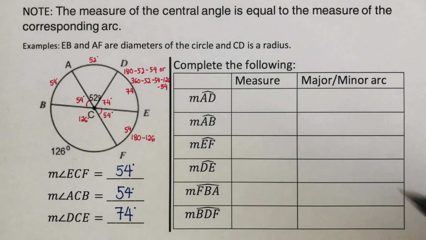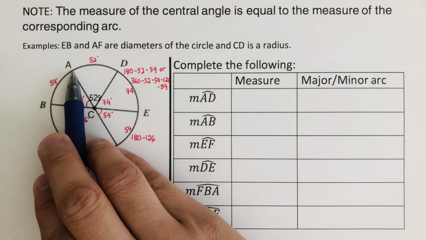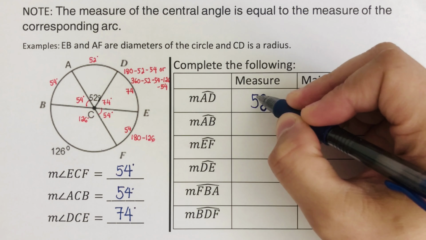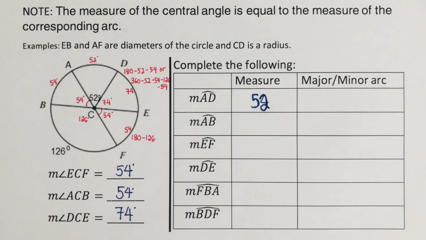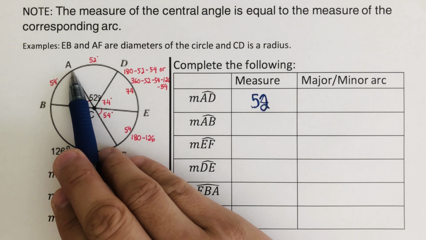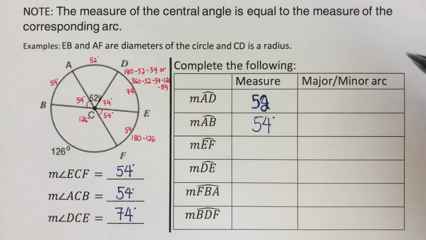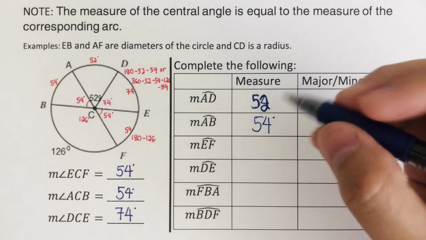Okay, so we're ready to determine the measure of these arcs. We start with arc AD. So arc AD means this arc, and that is 52 degrees. And then we have arc AB. Arc AB is 54 degrees. And then we have arc EF. It's 54 degrees.